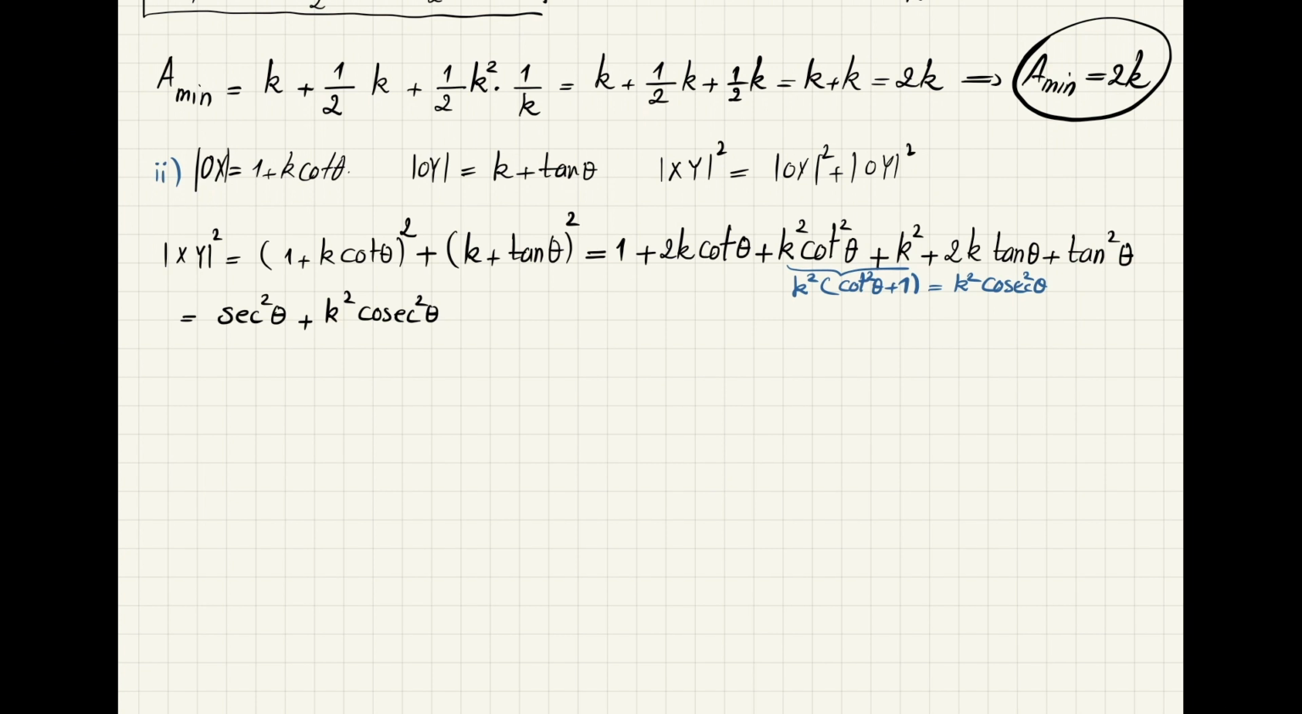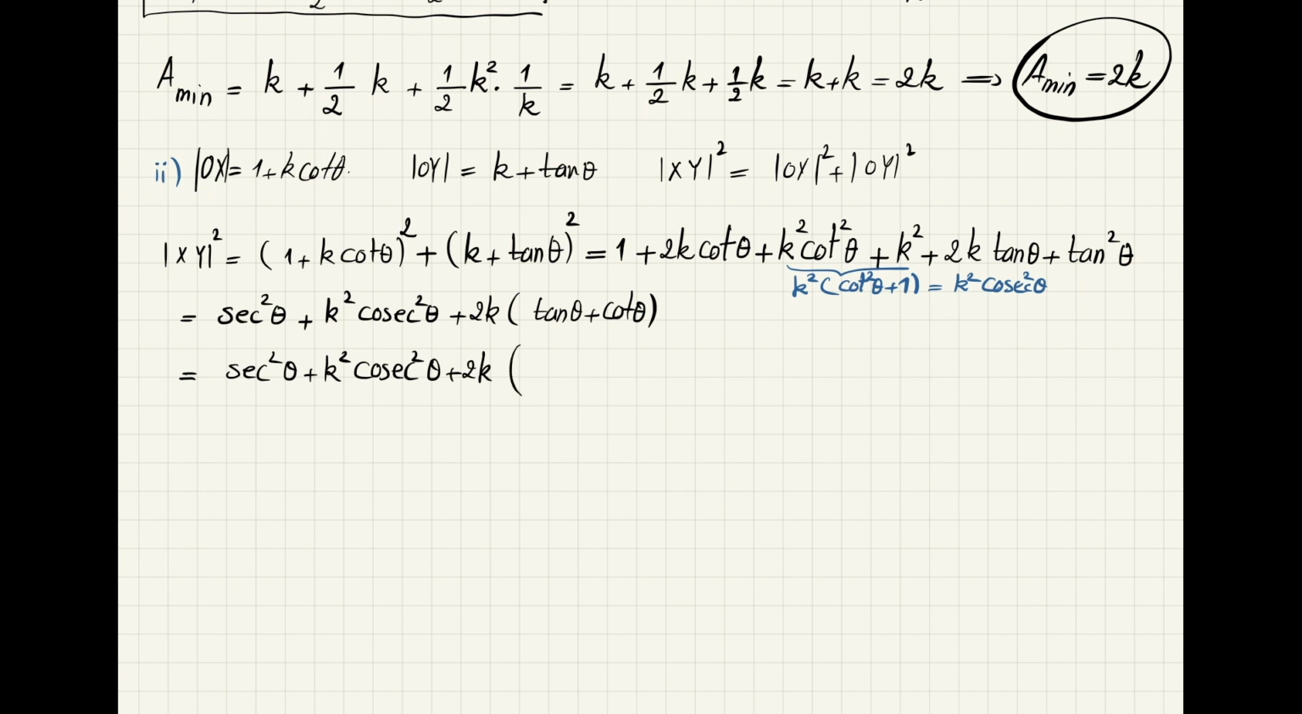Okay, and then here you can see that I have 2k cotangent of theta. Here I have 2k of tangent of theta. So I can factor 2k out. Then I will be left with tangent of theta plus cotangent of theta. Yes. So far so good. Let us continue. So it becomes secant to the 2 theta plus k squared cosecant to the 2 theta plus 2k.